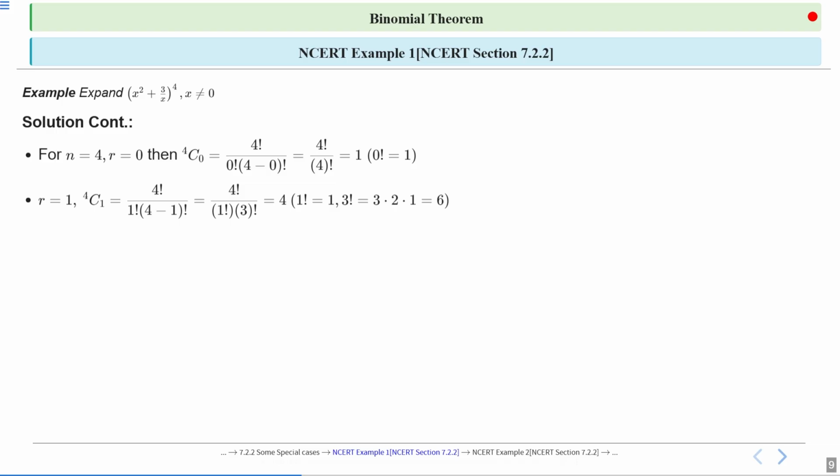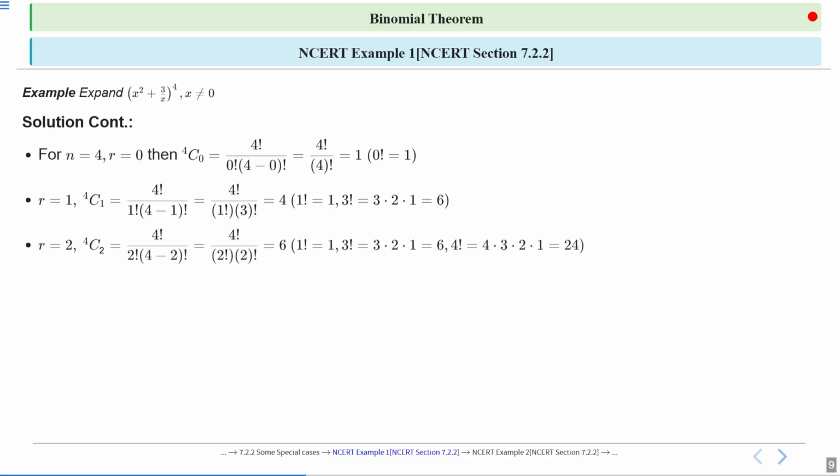Next, we calculate the coefficient for r = 1. So 4C1 is equal to 4! / (1! (4 - 1)!). This is equal to 4! / (1! × 3!), and after simplifying, this is equal to 4, since 1! is 1 and 3! is 6.